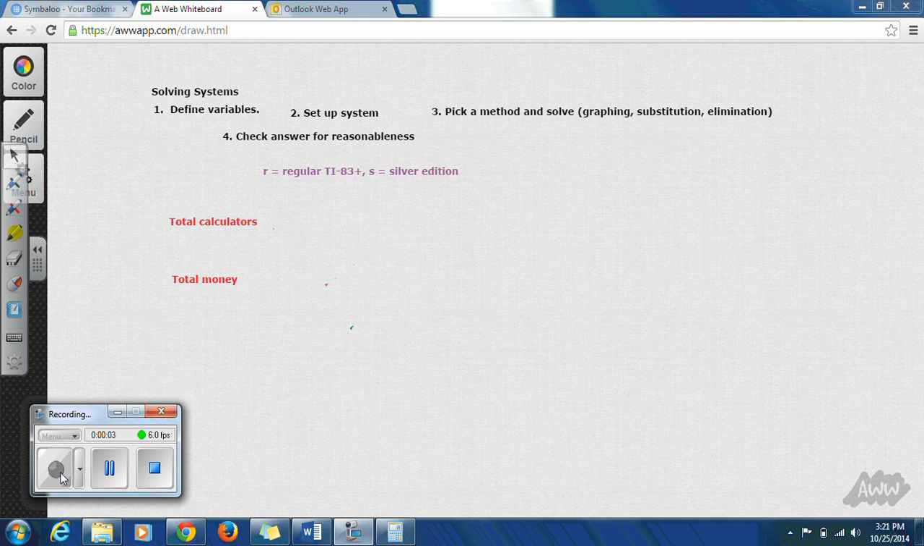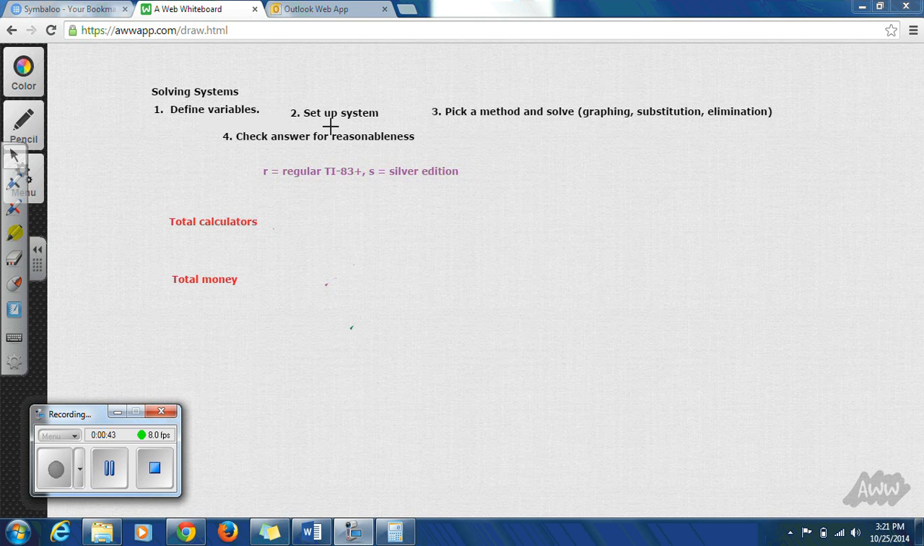Looking at the Treebolt High School question about inventory of graphing calculators. Again, step 1, define variables. Like before, we have seen that the variables can be defined by looking at the question itself. This question reads, how many of each type of calculator should the school have in inventory? So the two types are the regular TI-83 Pluses and the silver editions of the TI-83 Pluses. I'm using R for regular and S for silver, and that is step 1, defining variables.